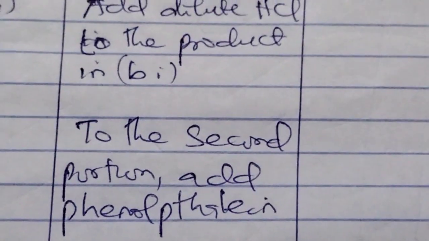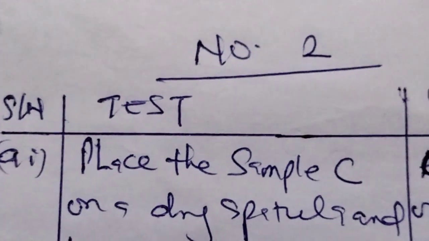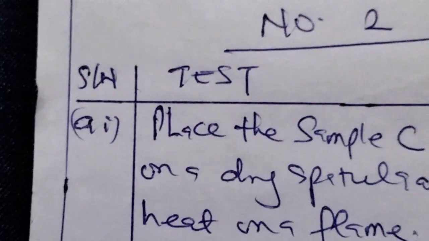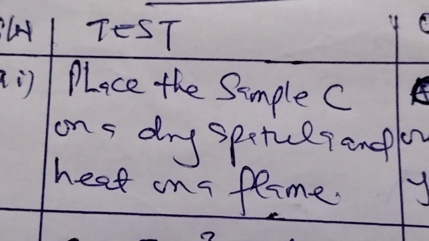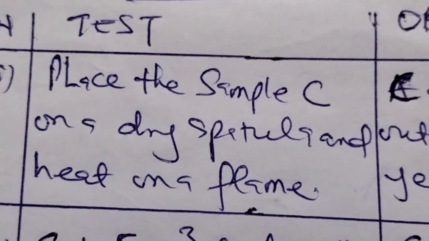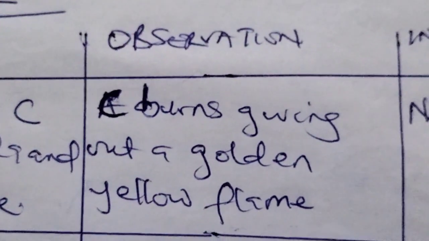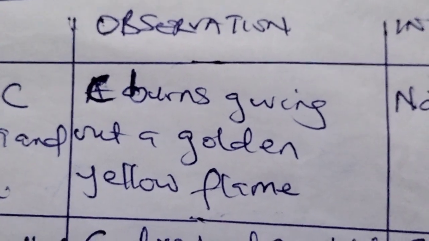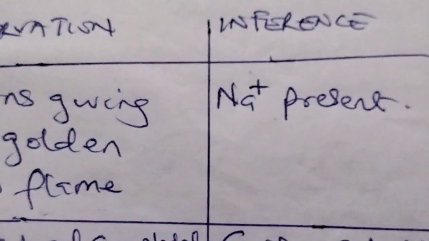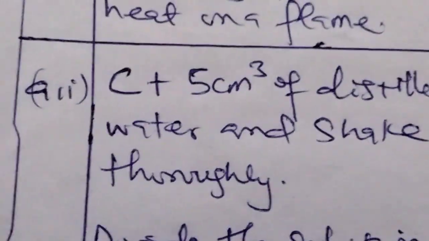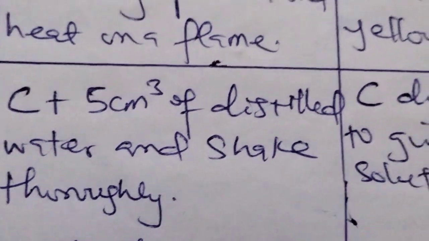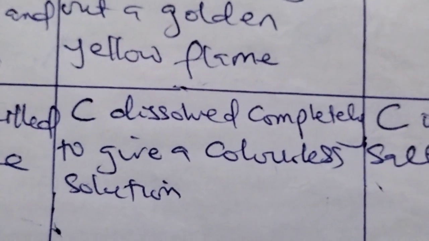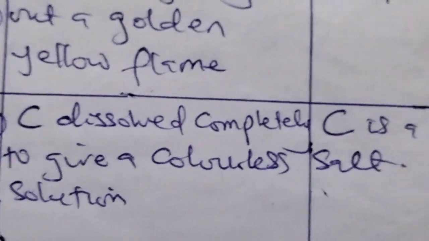So we'll go to the solution to number 2. AI. Place the sample C on a dry spatula and heat on a flame. The observation: C burns, giving out a golden yellow flame. Inference: sodium ion present. AII, second test says C plus 5 cm cube of distilled water and shake thoroughly. Observation: C dissolves completely to give a colorless solution. Inference: C is a soluble salt.